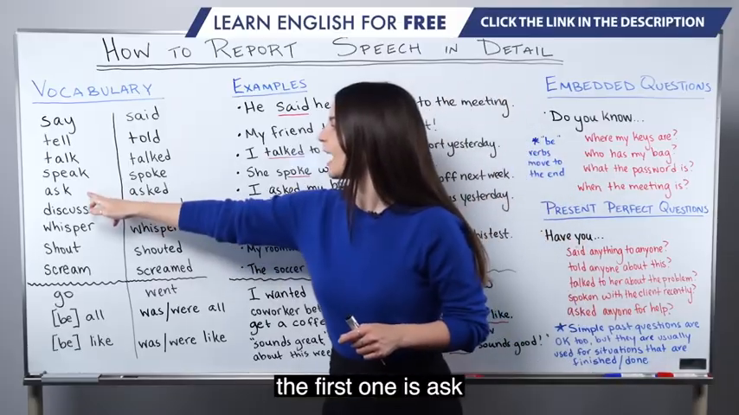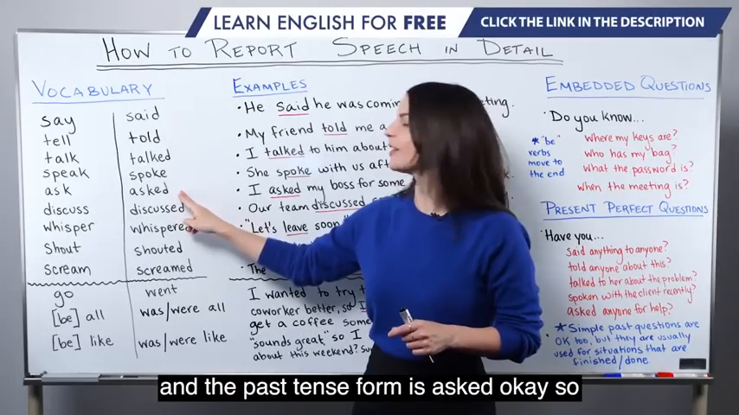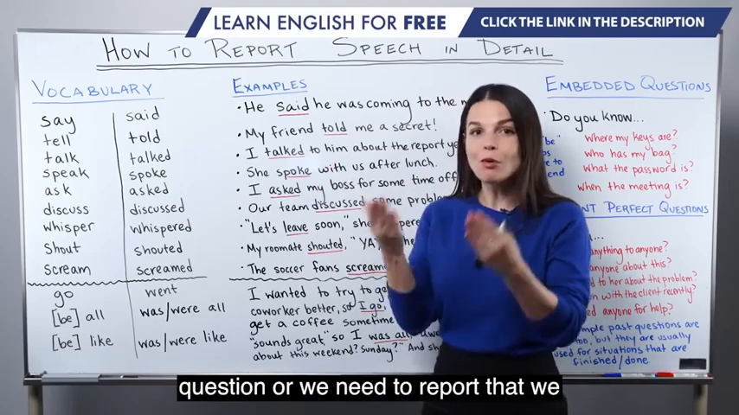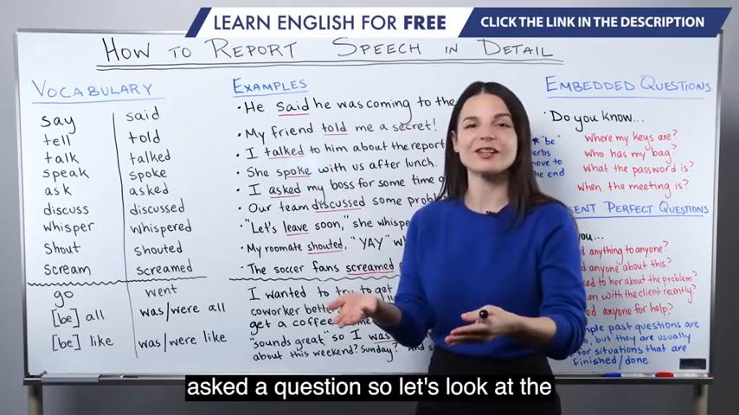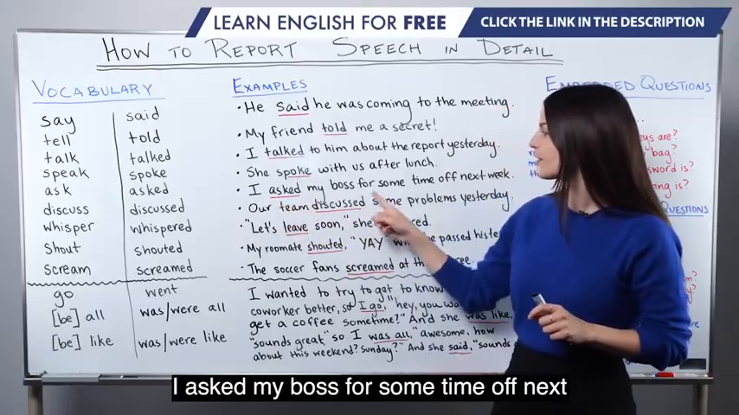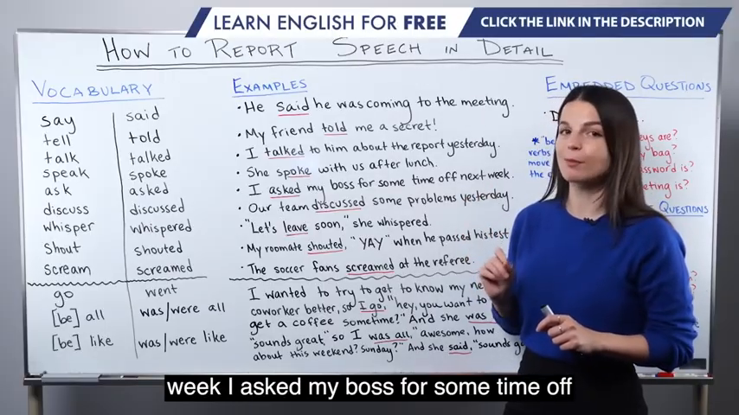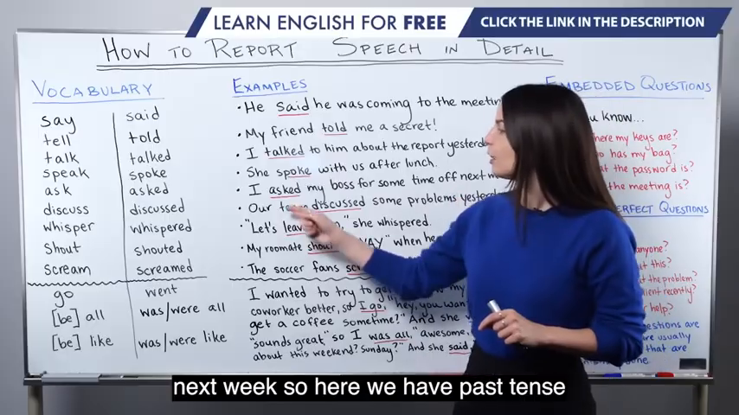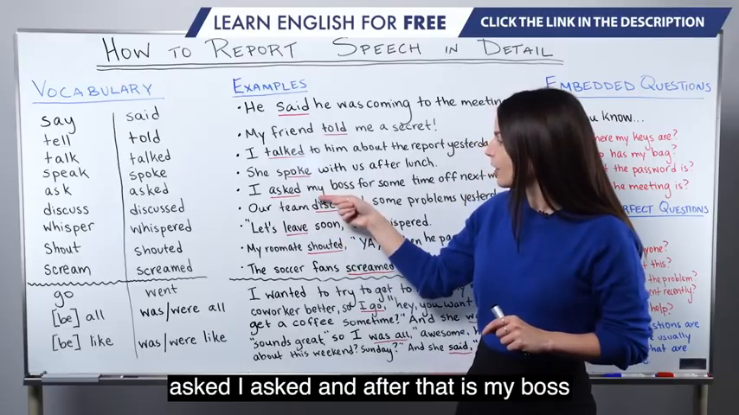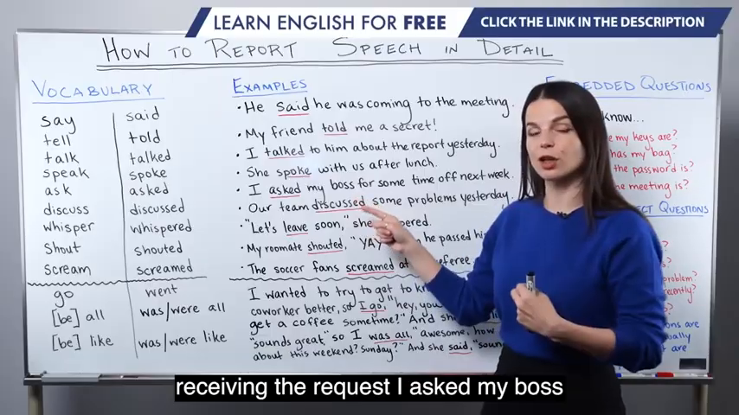The first one is ask. And the past tense form is asked. Okay, so we use this when we need to make a question or we need to report that we asked a question. So let's look at the example. I asked my boss for some time off next week. So here we have past tense asked, I asked, and after that is my boss in this case. So this is the person receiving the request.